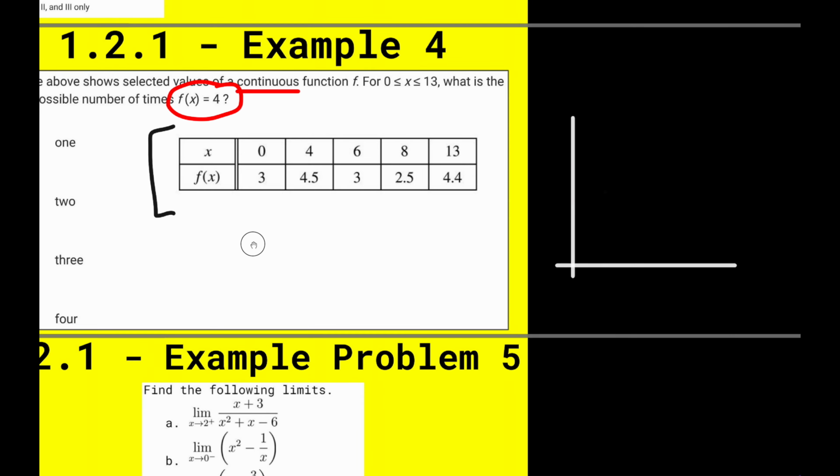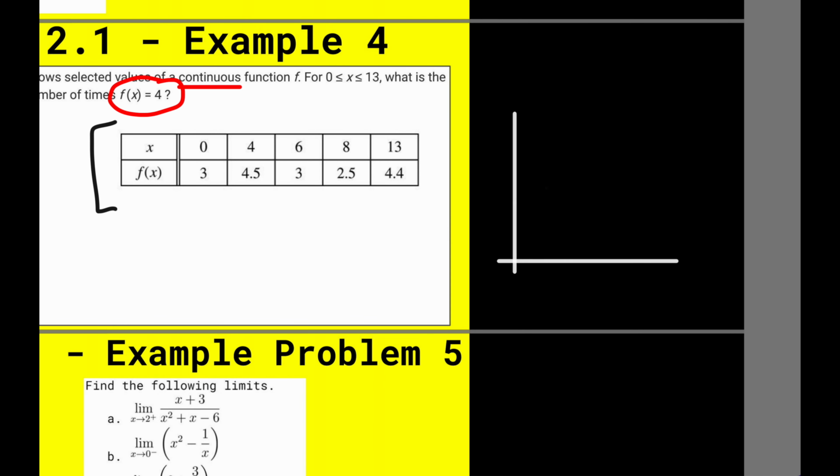So to answer this, I am going to just straight up graph this. I'm going to plot these points out right here for this continuous function. So 0, 3. Okay, I'm just going to put it maybe right here. Then 3, 0, 3. Then 4, okay, so I'm just going to put a little 4 here, 4.5, so maybe 4.5 is right here.